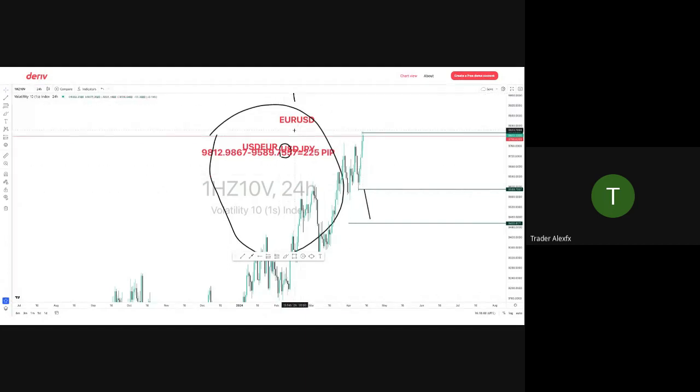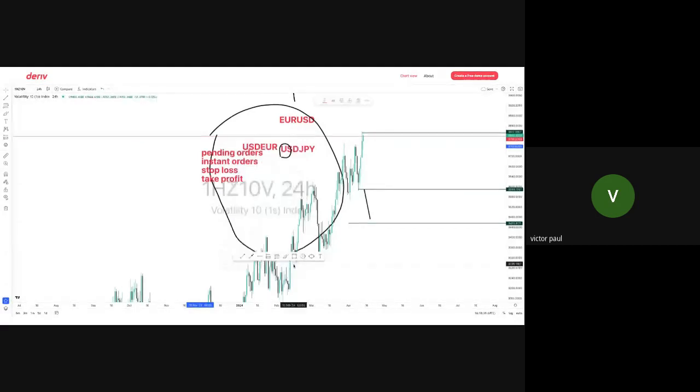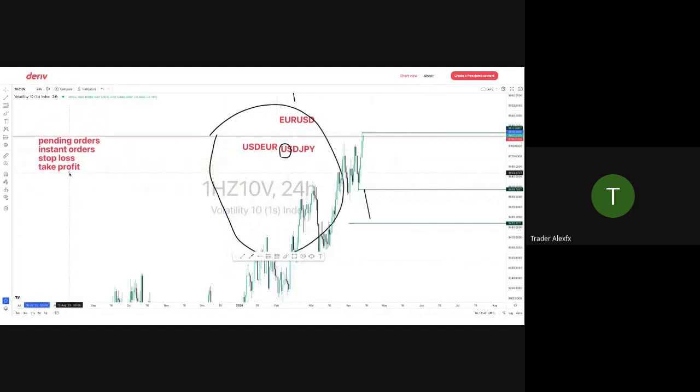Now, we have the pending orders. We have the instant orders. I want you to write this down. And we have stop loss and take profit. Those are the examples of what we have here: the trading orders, the instant orders, the stop loss, and the take profits.